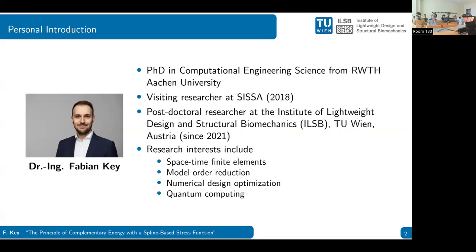My research interests include space-time finite elements, model reduction, numerical design optimization, and quantum computing. And today's topic basically is located in the last two, where we'll focus, as I already mentioned, on the perspective of a numerical scheme.